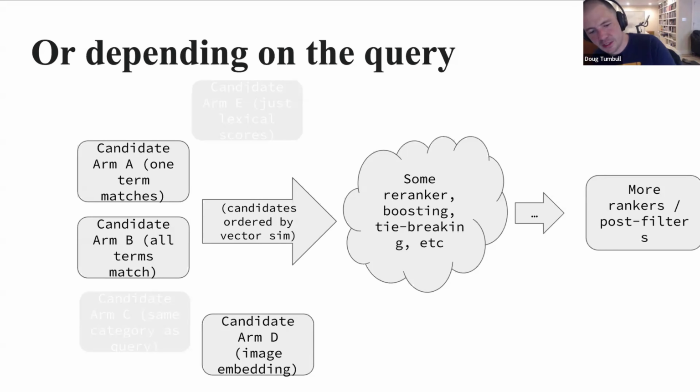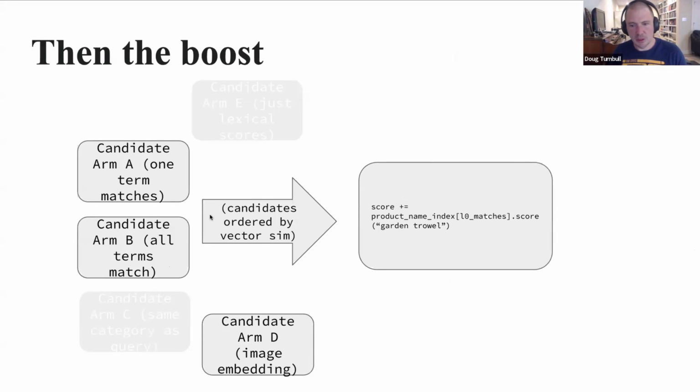A lot of this depends on the query, so we switch things on or off depending on the query. We may have some queries where we know the color is important and we really want to focus on the color. We've parsed out a color from the query, so we turn on the filter for that query so that we're pulling up those candidates and bringing them to subsequent stages, and so on.